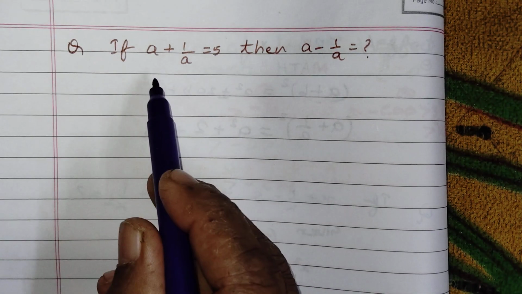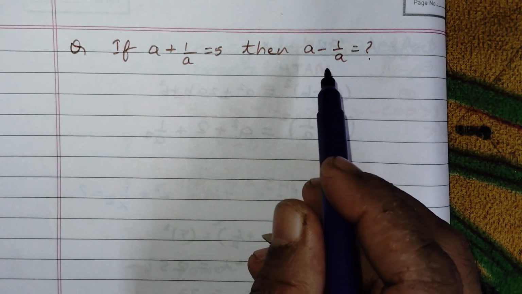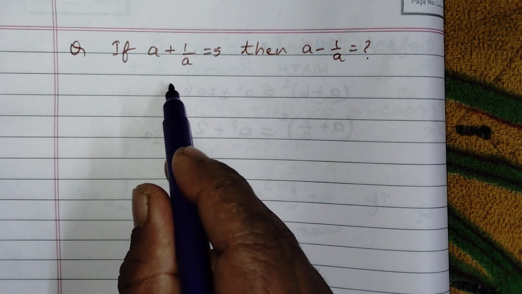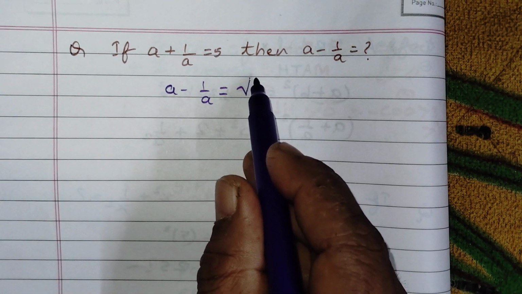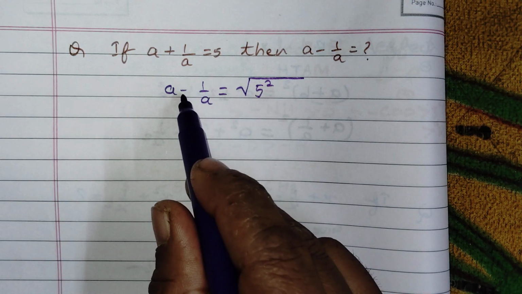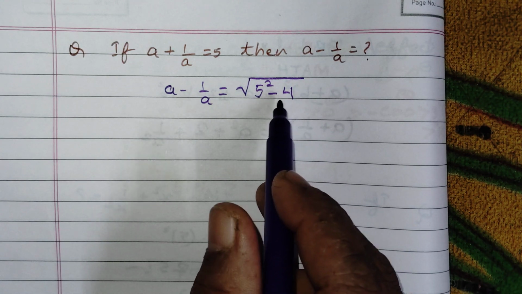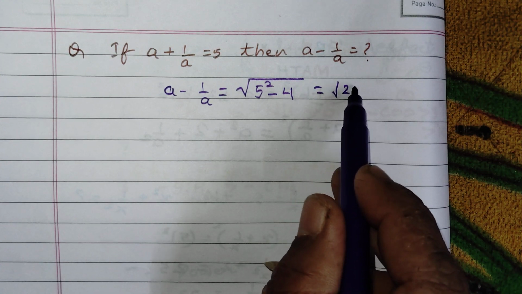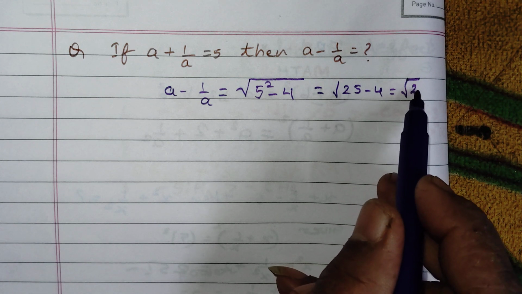So here in next question is, if a plus 1 upon a equal to 5, then find the a minus 1 upon a. So here we use identity, and the identity is a minus 1 upon a is equal to our formula, square root of this 5 square minus, if there is minus, then we put here also minus. So 5 square minus 4. 5 square is 25 minus 4. That means 21. Square root 21 is the answer.